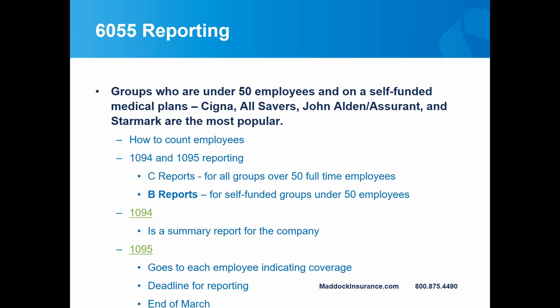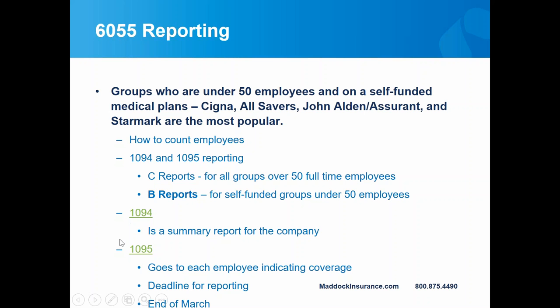Some groups have switched from a fully insured plan to a self-funded plan. Let's say you switched mid-year on July 1, then the employee would actually get two 1095B forms. They get one from the insurance company they were with until July, and then they would get one from you, the employer, when you went self-funded from July to January. So you only report on the months that you actually offered them coverage.